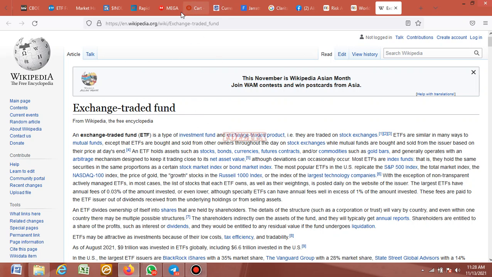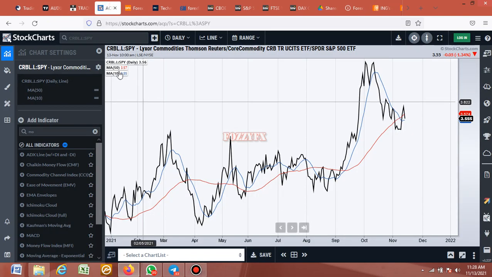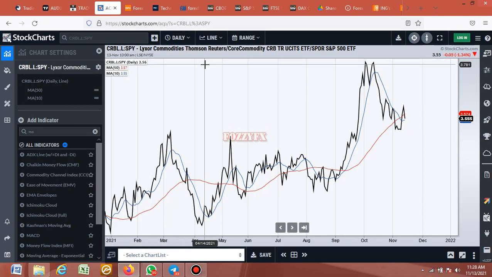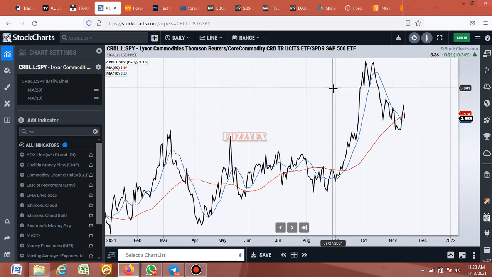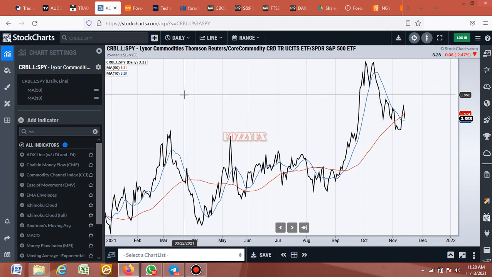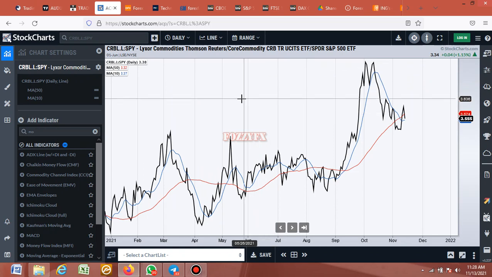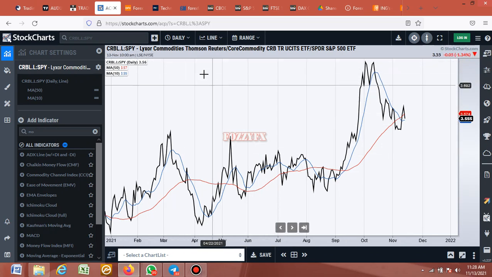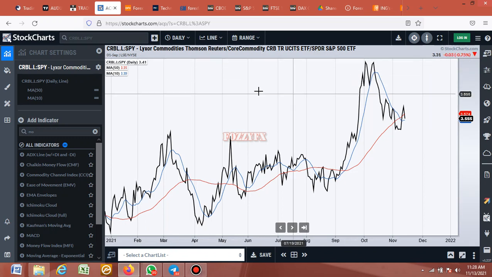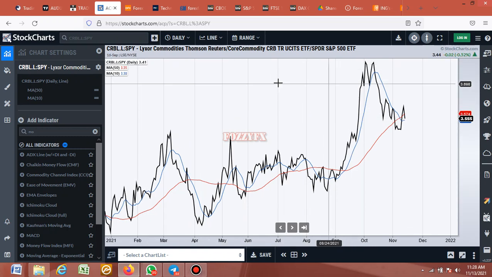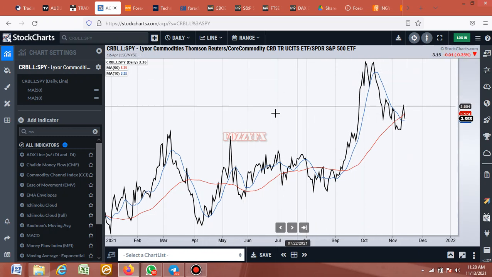So for this strategy, basically we just want to be using the commodity ETF versus the S&P 500 ETF. So that means this stuff I'm doing here is called the spread chart. I'm just doing a spread chart of these two. So I'm pairing the commodities against S&P. Both are under ETFs, not under ETF futures, futures market, that kind of stuff.